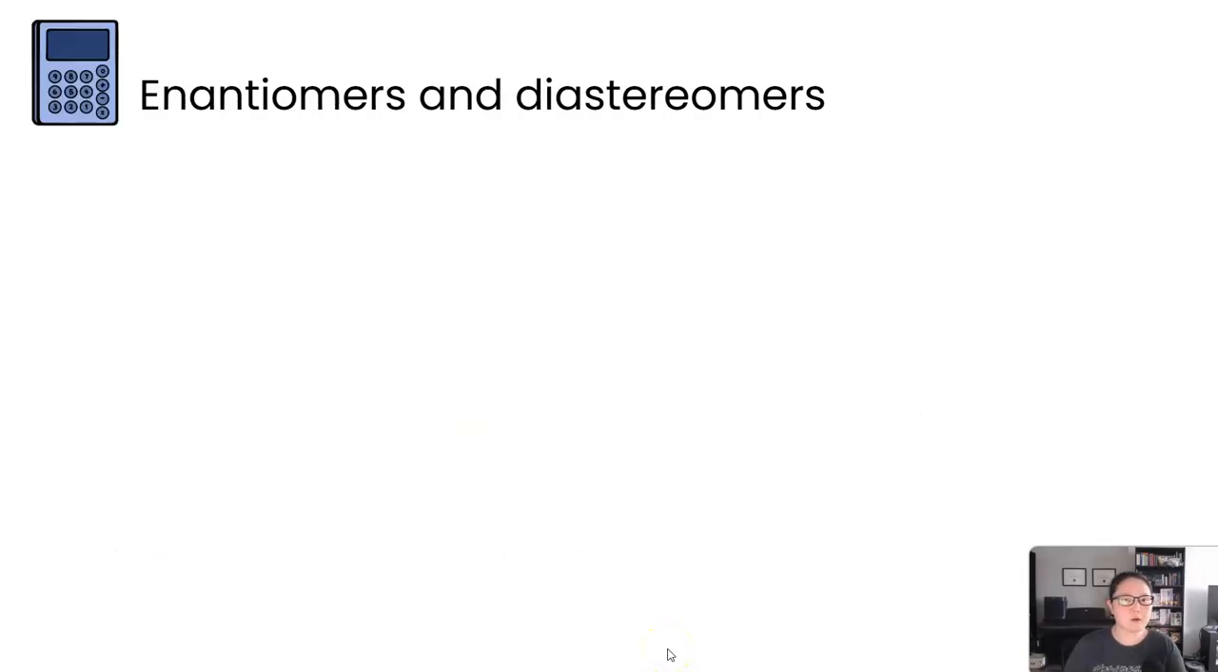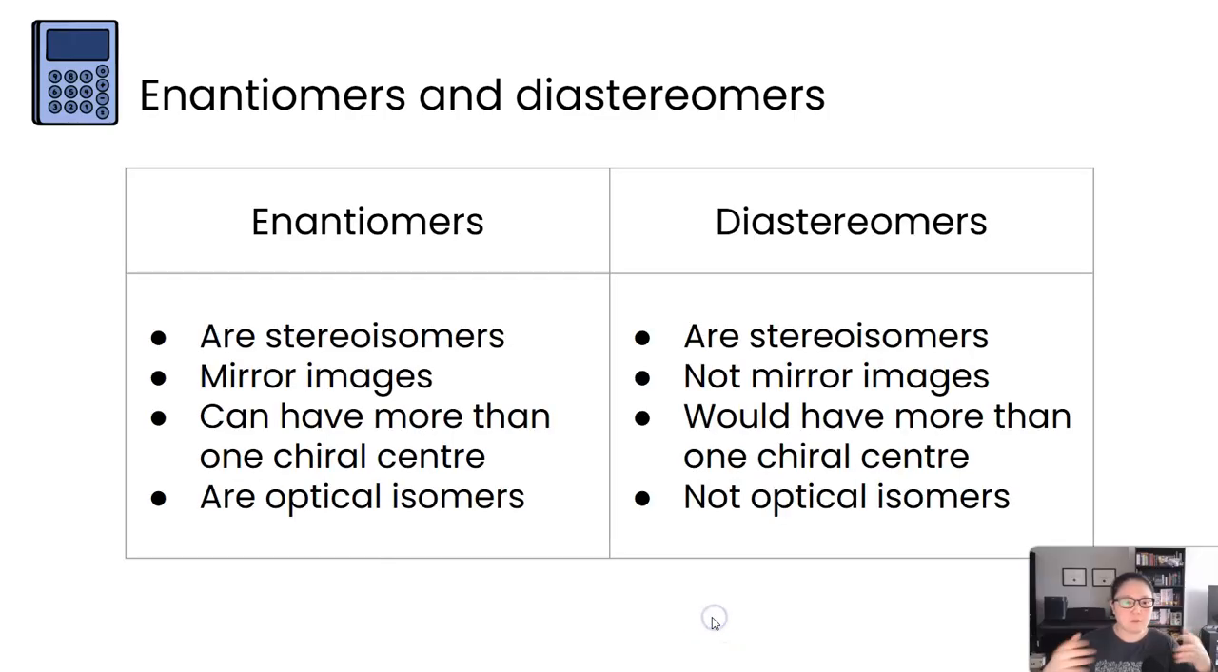When you have chiral carbons, the isomers that you get as a result are referred to as enantiomers, or you could get diastereomers. There is a difference between them. Both of them are still stereoisomers, both of them have the same connections, all the same elements, and so forth. However, enantiomers are mirror images, whereas diastereomers are not mirror images.